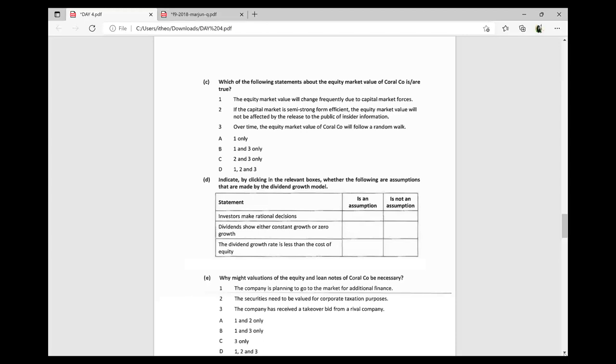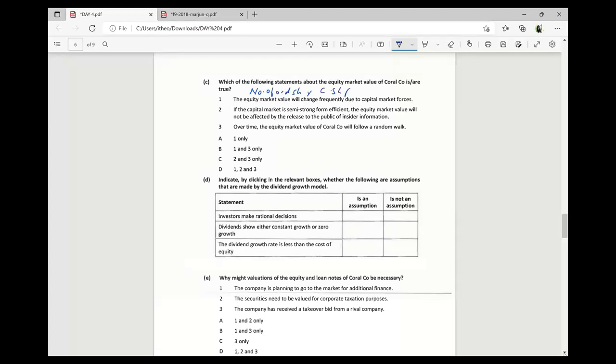Okay. So the equity market value will change frequently due to market forces. What was the formula of equity market value? The formula was number of ordinary shares into current share price. Remember, the number of ordinary shares was 31.2 million and you multiplied with the current share price, 7.1, and you get 221.52 million. It's saying that equity market value will change due to capital market forces.